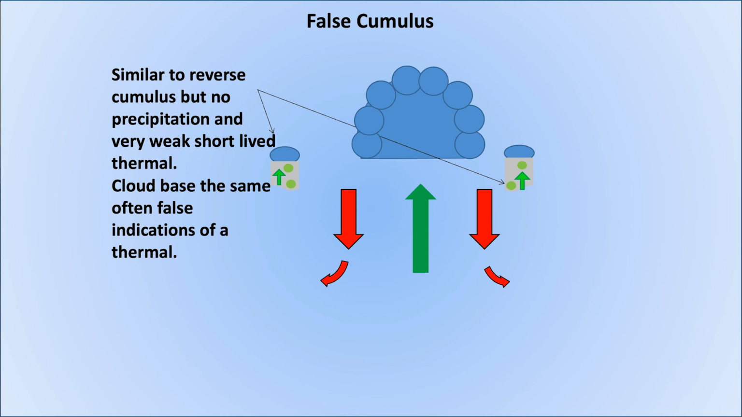You sometimes get false cumulus littering the sky on an active day. The mechanism is similar to a reverse cumulus, but there's no precipitation and it's very weak short-lived thermals. So cloud base is the same, often false indications of a thermal.